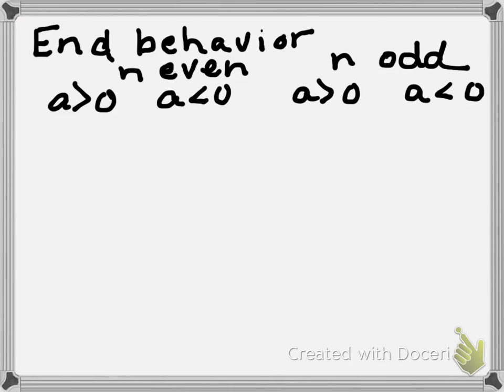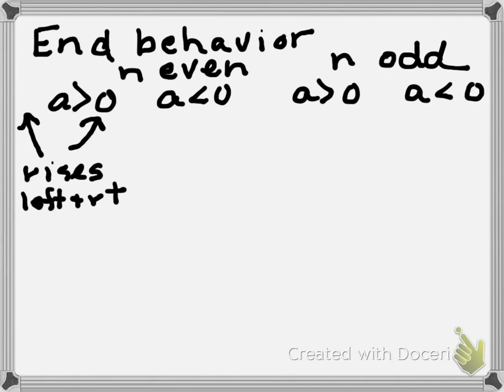So let's take a look at the end behavior based on n being odd or even and a being greater or less than 0. If a is greater than 0, the end behavior is going to be rising to the left and rising to the right. If n is even and the coefficient a, the leading coefficient, is less than 0, then we have it falling left and right.